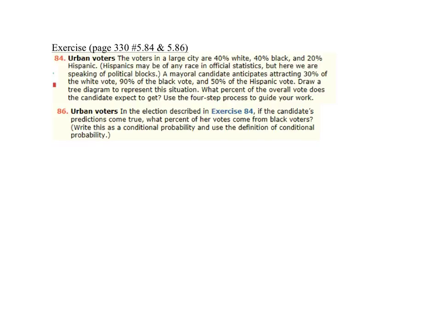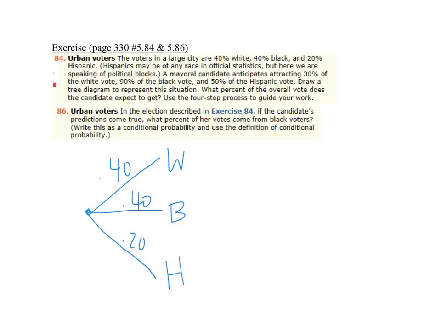So here we have to draw the tree diagram, and it would look like this. First, we put down the outcomes for the racial division of the city of white, black, and Hispanic. We label it 0.40, 0.40, and 0.20. And now here's the mayoral candidate, in each of these races, showing you that he expects 30% of the white vote. So let's use V for vote and V complement for don't vote. If we expect 30%, we put 0.30 and therefore 0.70 for don't vote.